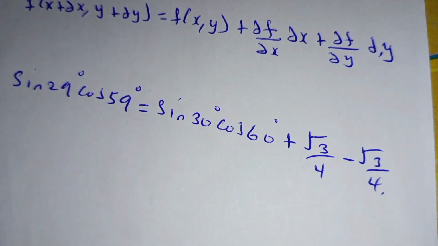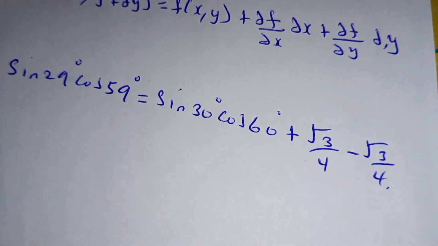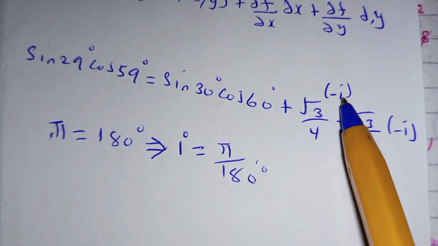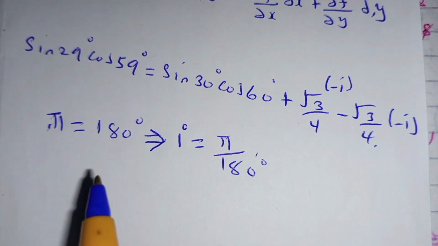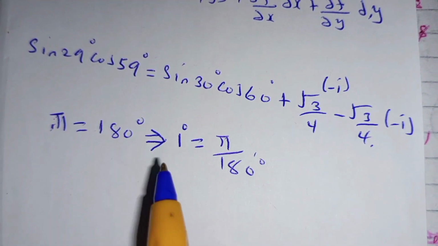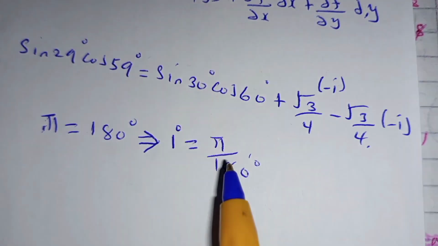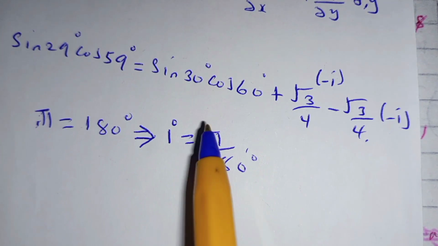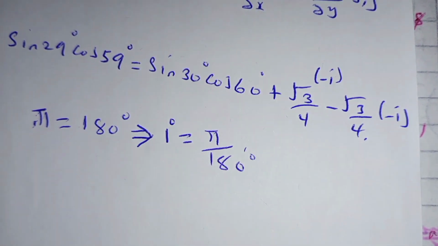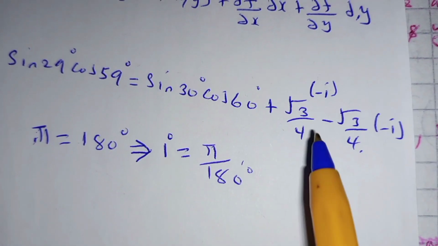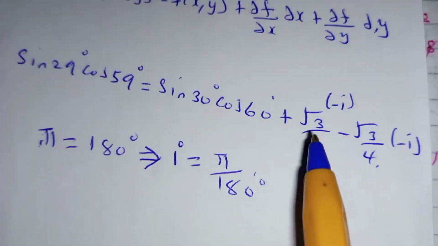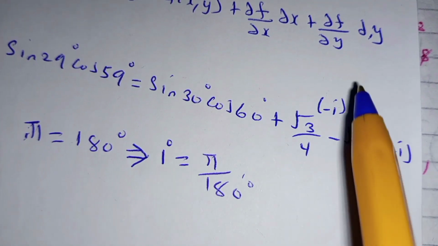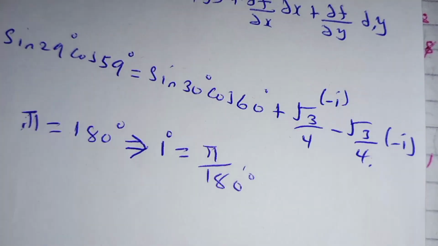Above there, to simplify this part within degrees, we are going to substitute it with the fact that pi is equal to 180 degrees, meaning that 1 degree is equal to pi over 180. Now, the sine of 30 is half, and cos of 60 is also half. So we substitute here and we obtain our result as follows. Remember, this is the value of partial of f with respect to x, and this is the value of partial of f with respect to y.